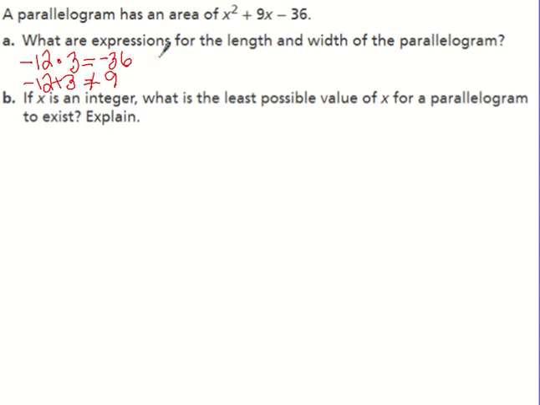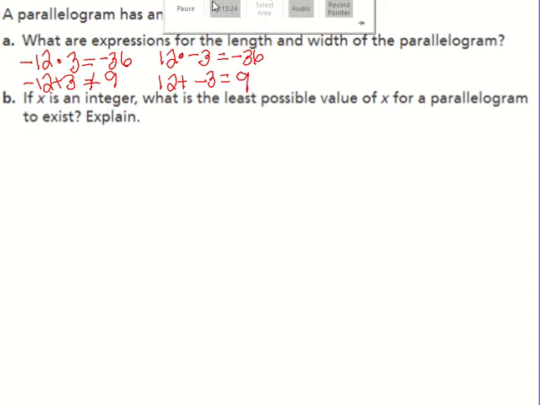So what if I switch them? What if I do 12 times negative 3 equals negative 36? And if I do 12 plus negative 3, I do in fact get positive 9.